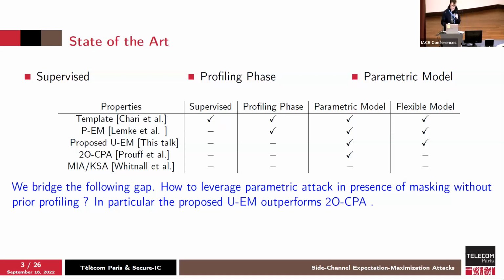There are already many attacks in the state of the art, namely the template attack, which is the most effective one when you can do profiling. When you cannot do profiling because you do not have access to the values of the mask, for instance, you can use profiled expectation maximization as suggested by Lomné et al. When you cannot do profiling at all, there are three main distinguishers: the second order correlation power analysis, the mutual information analysis, and KSA. And here we try to bridge the following gap. What if we do not have profiling either, but we want to use a parametric attack?